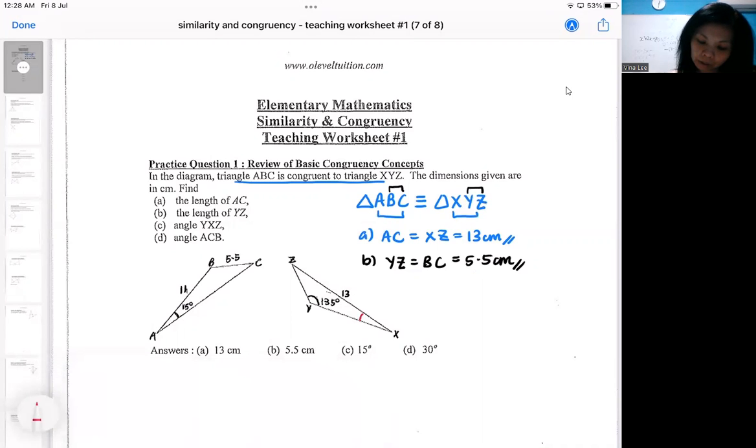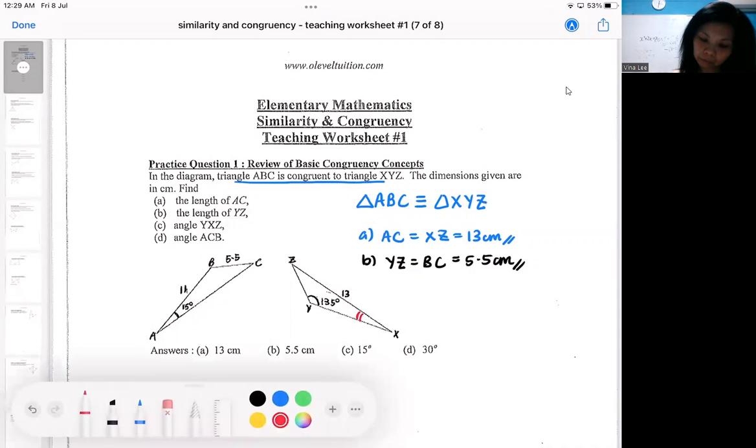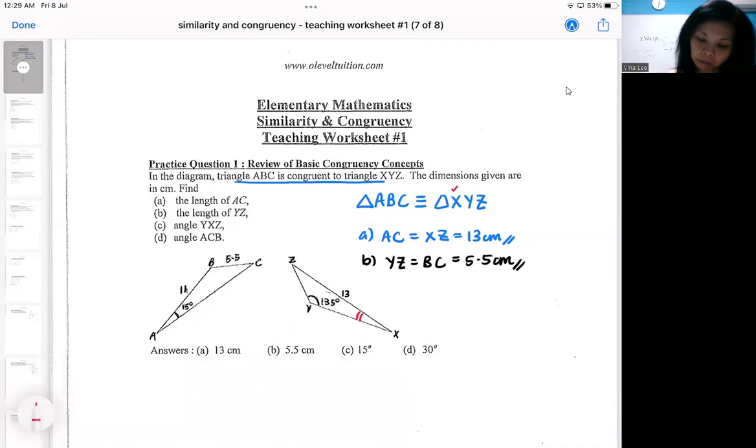YXZ. So this angle. If I'm going to do matching, YXZ should be matching with BAC. So according to the statement, YXZ, you go by the matching, so go in order. So Y, X, and Z. B, A, C. So that should be equal to BAC. So that's where we know that it's 15 degrees.